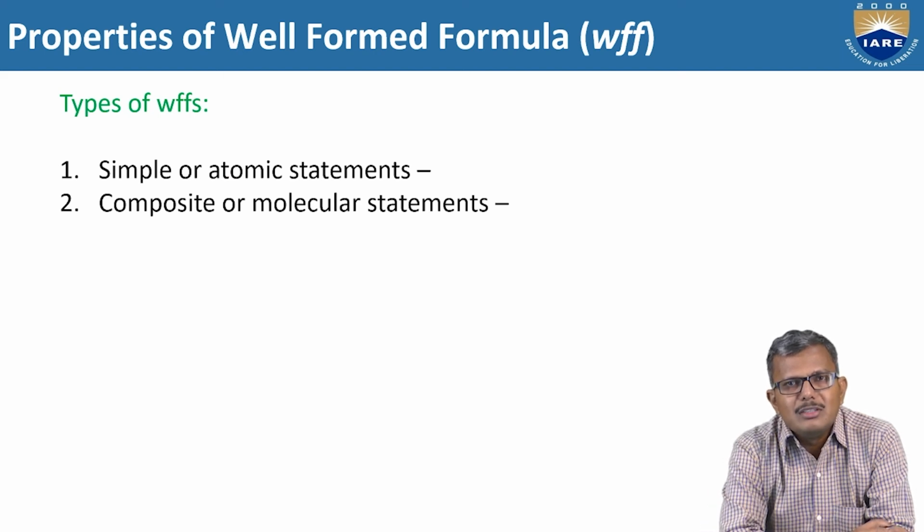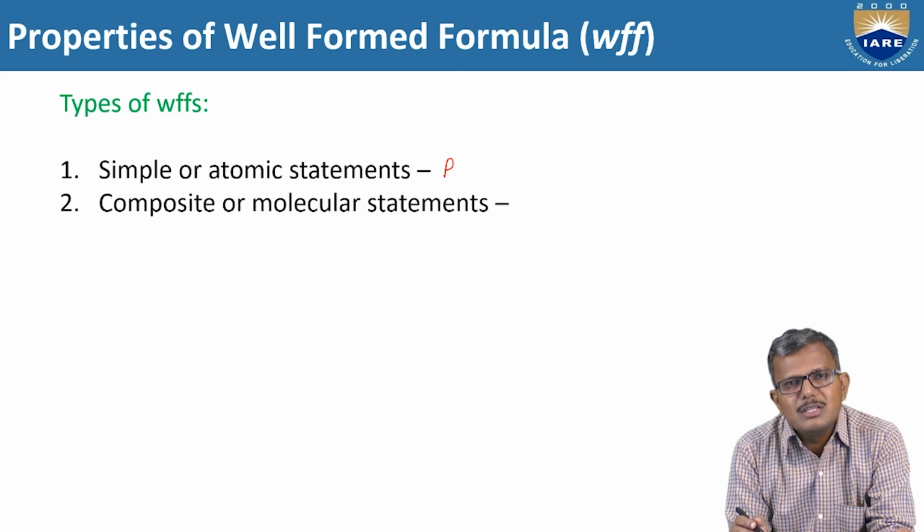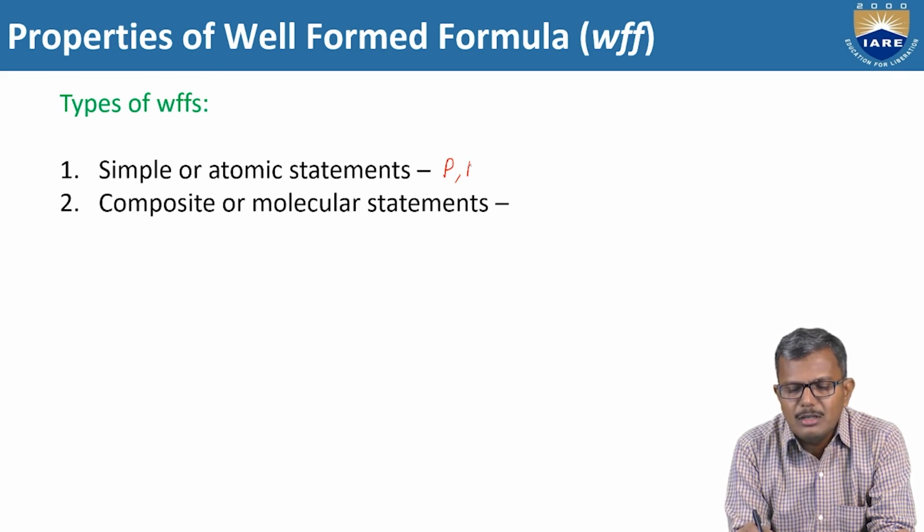How many types of WFF are there? There are two types. One is called a simple or atomic sentence, which means a sentence which does not have any connectives. P is one atomic sentence. P can be anything: "James is hardworking", or "it is raining". Any sentence, we use some variable to represent it. If I say P, that means P is talking about one particular sentence. So it is a simple sentence, or atomic statement. P can be an atomic statement.